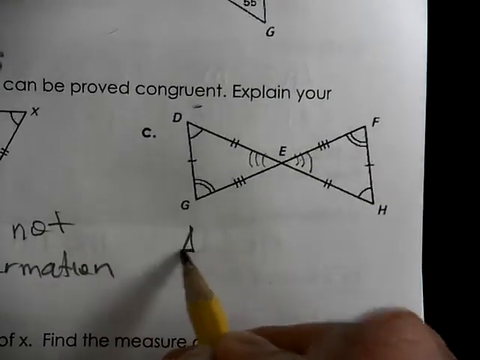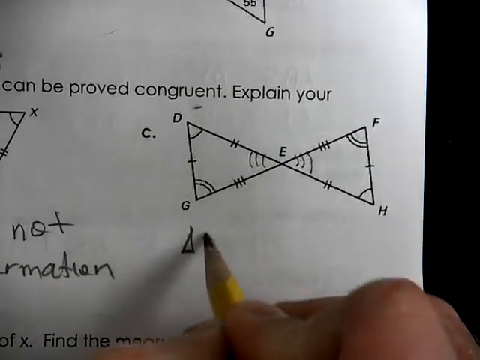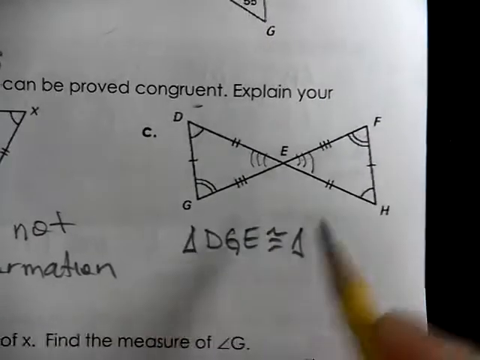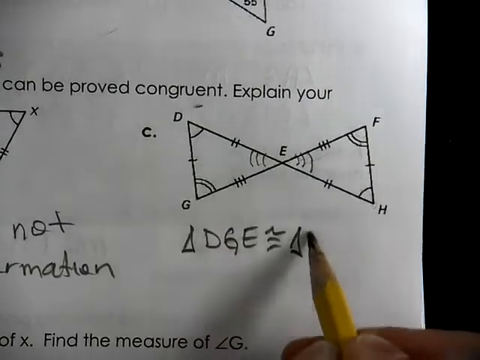So triangle, again, I would go with 1, 2, and 3. So that's going to be triangle DGE is congruent to triangle, 1 tick mark, 2 tick marks, 3 tick marks, HFE.